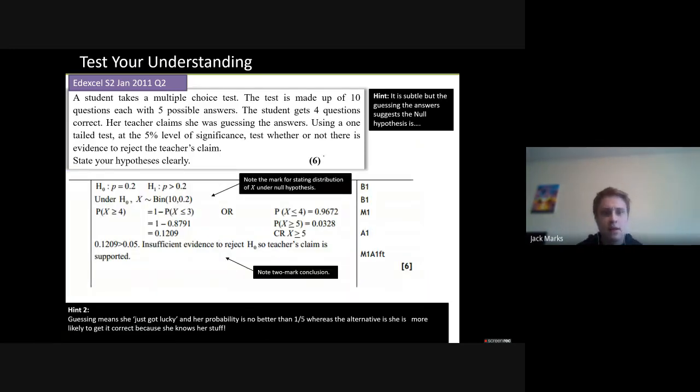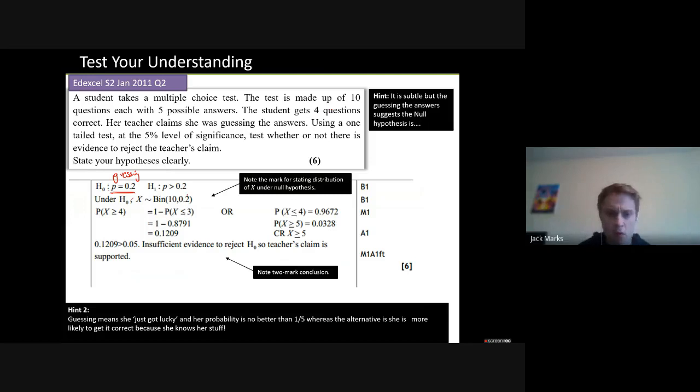So the null hypothesis is that the probability is 0.2. That's because if there's 5 possible choices, A, B, C, D, E maybe, and you're guessing, you have a 0.2 chance. Yeah. This is the student is just guessing. Well, what's the alternative? Well, the student has done better, haven't they? They got 4 correct, 4 out of 10.